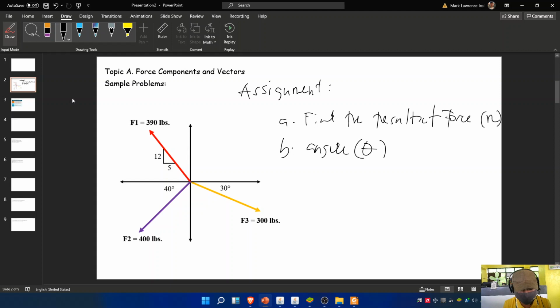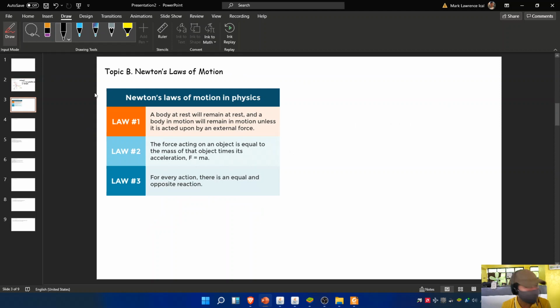Okay, so I hope you understand now where that is applicable. Maybe you will realize it as we stay longer on the topic. Okay, so that's topic A, and we're going to proceed to topic B. So we have Newton's laws of motion.